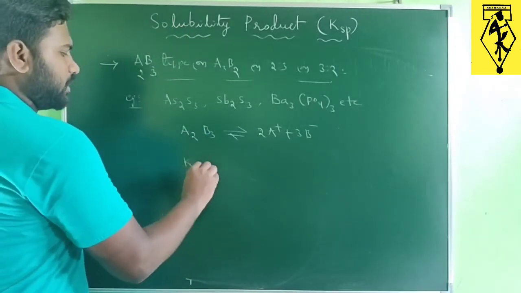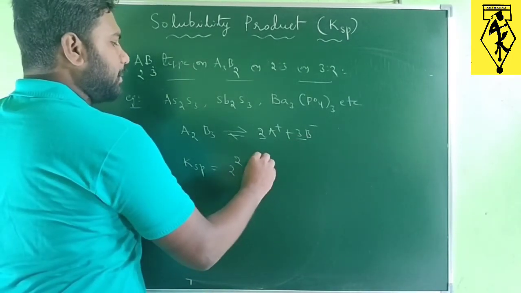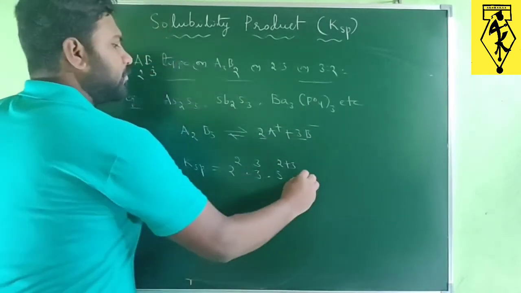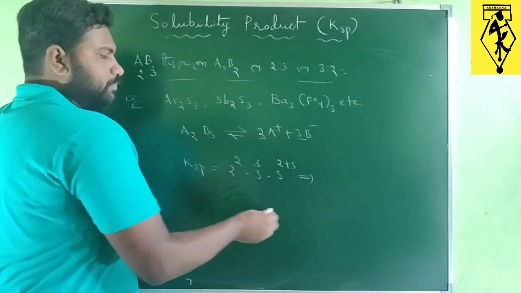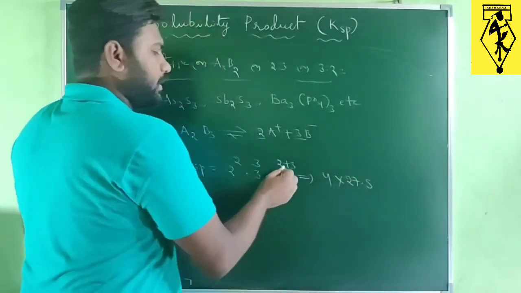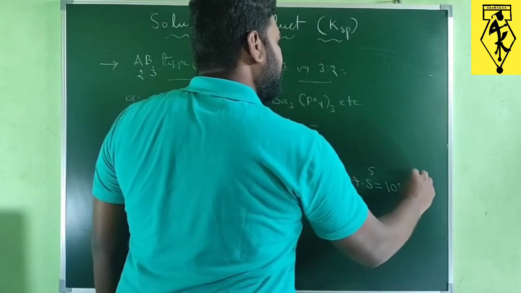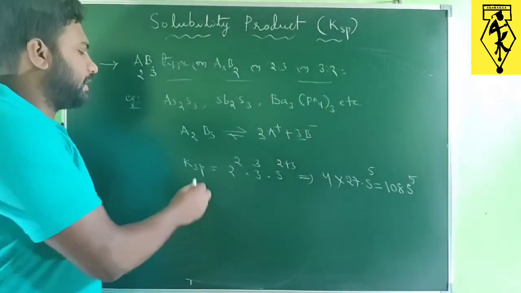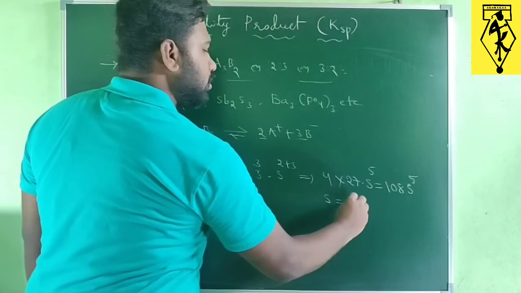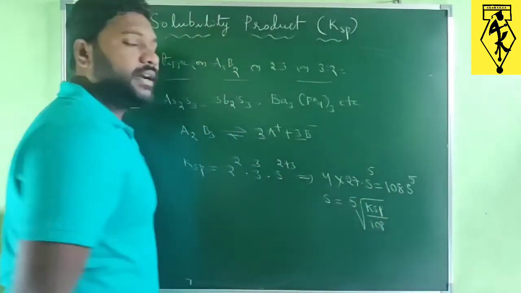Now I am directly using the formula. KSP is equal to, what is the X value here? 2, so 2 power 2, and what is the Y value here? 3, 3 power 3, and S power X plus Y, so that is 2 plus 3. So that is equal to 2 power 2, 4, into 3 cube, 27, into S power 2 plus 3, 5. That is equal to 108 S power 5. This is the expression to calculate KSP when they have given A2B3. Then what about solubility S? S is equal to fifth root of KSP divided by 108.